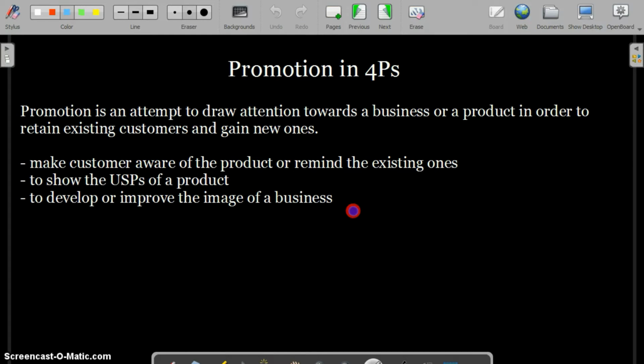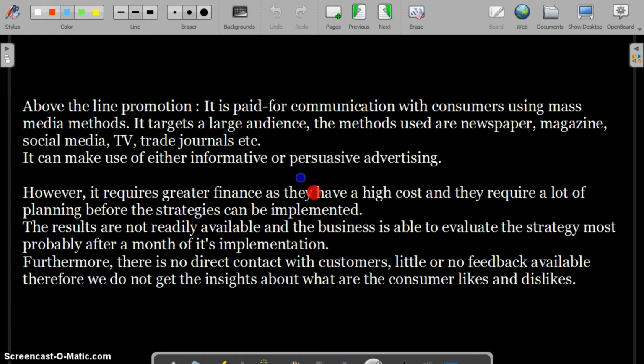There are lots of promotional methods. In our syllabus we are going to be looking at two main methods: above the line methods and below the line methods. So what are above the line methods? Above the line promotion is basically paid for communication. You have to pay for communication with consumers using mass media methods. This point is very important, that it uses mass media, as opposed to the other topic which we will be looking at.